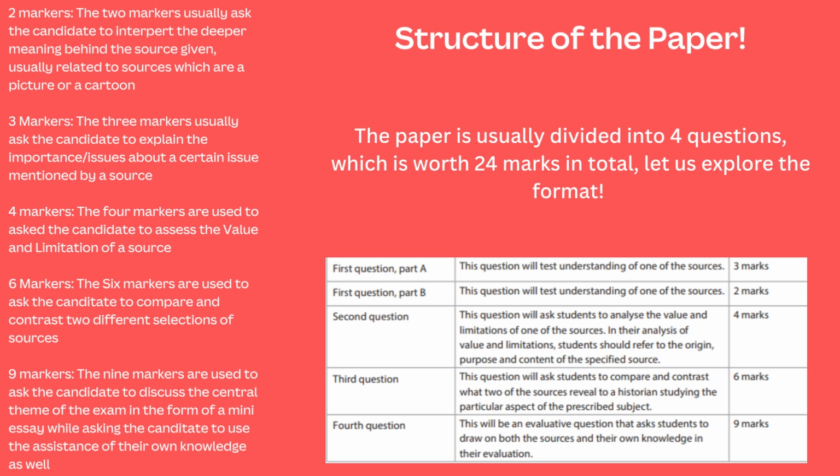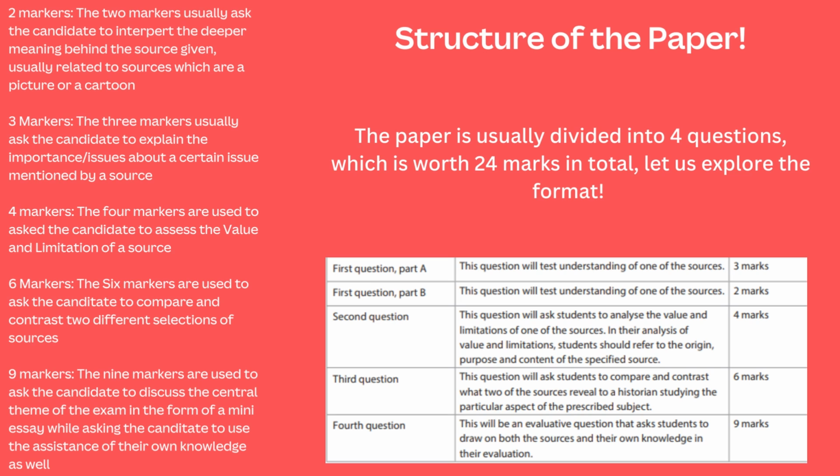Four marker. The four markers in this paper are usually used to ask you to assess the values and limitations of the source. For example, I could get a question with reference to its origin, purpose, and content: analyze the values and limitations of a source for a historian studying foreign policy in a part of the world. Usually, the main part is just logical thinking. You have to put yourself in the historian's shoes and analyze what benefits the document would have for me if I was studying that area and so on.